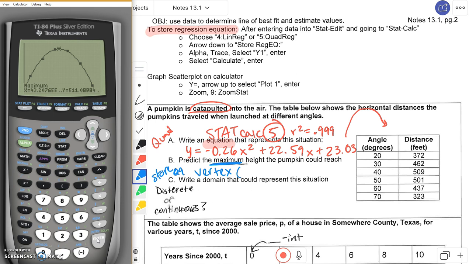So my vertex is 43.2, and I got a y value of 511.08. But if it's talking maximum height, then I want the height of it. So I want its y value. So then my answer is only 511.08 feet. So just that y value.